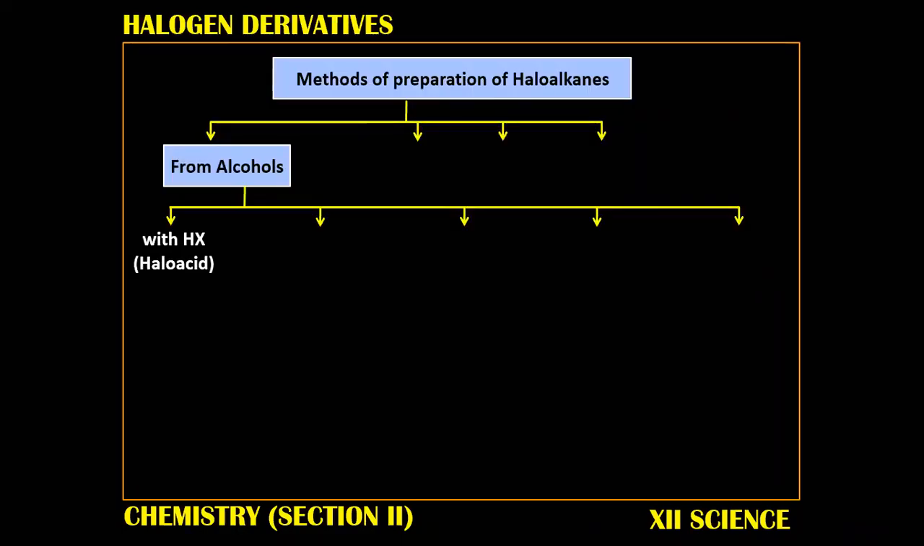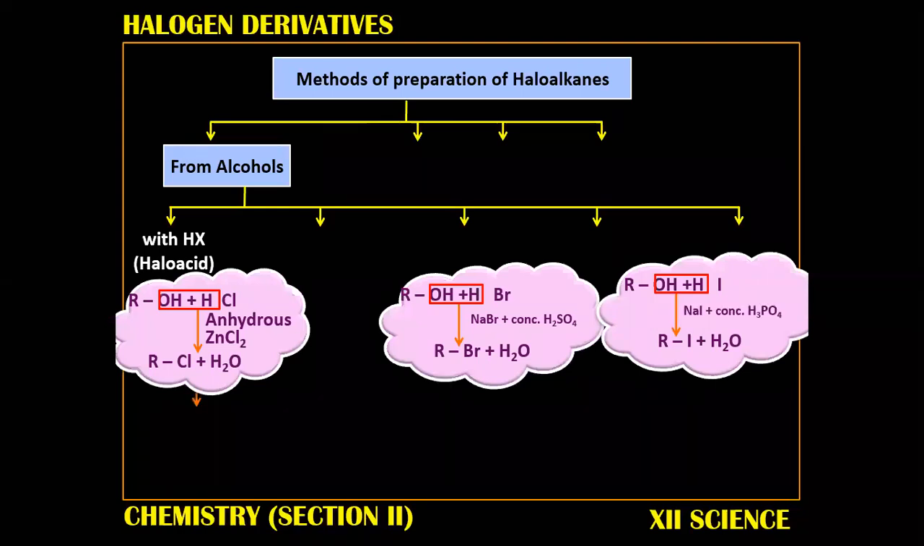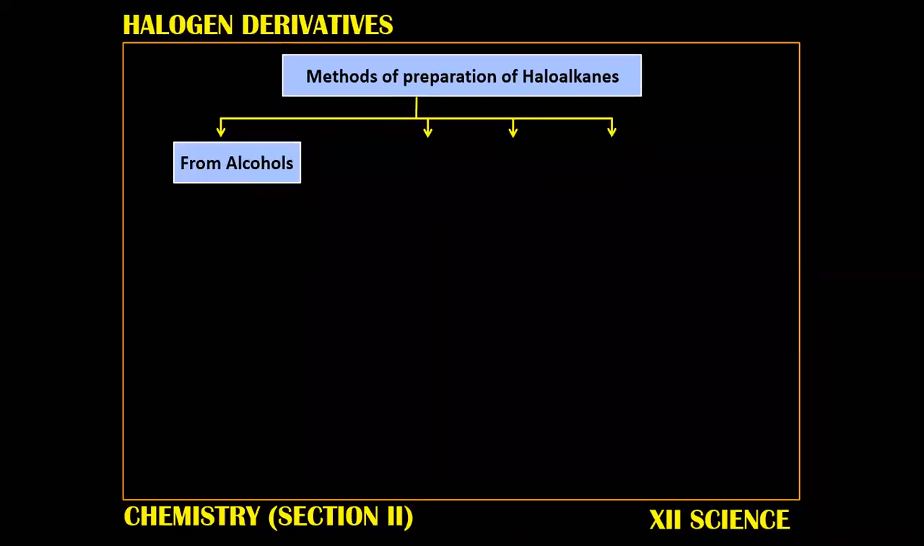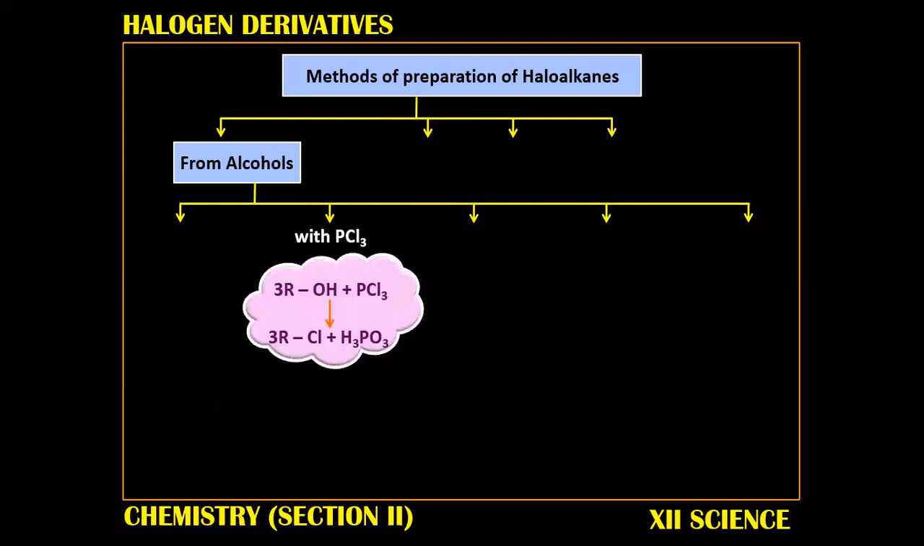Okay. Now method of preparation. Next method with alcohol is with PCl3. Now write down the second one. Main heading is alcohol. Second is with PCl3. When alcohol reacts with PCl3, we get alkyl chloride and H3PO3.